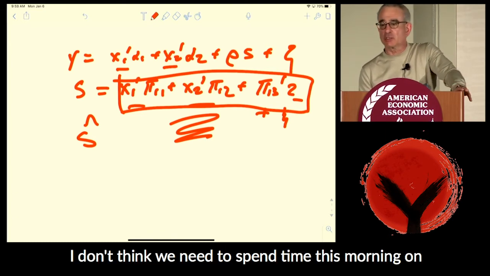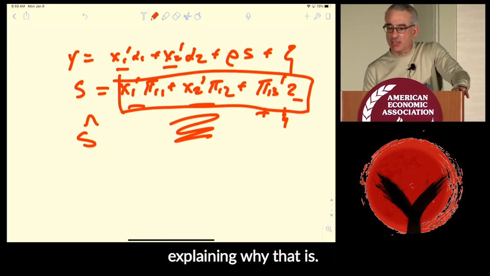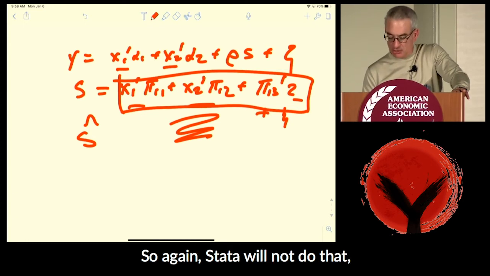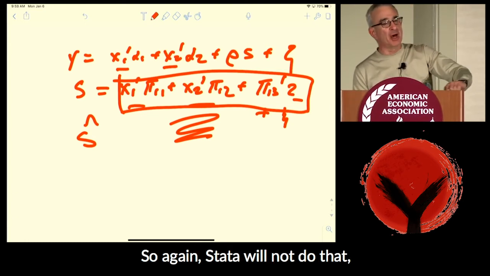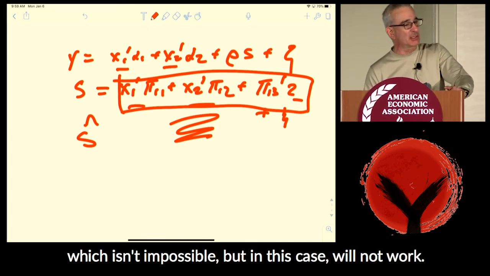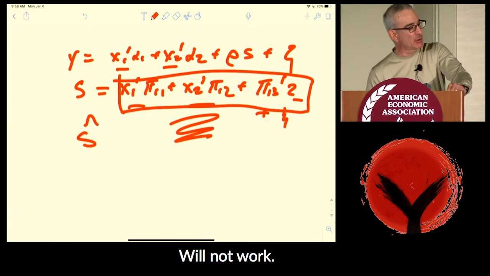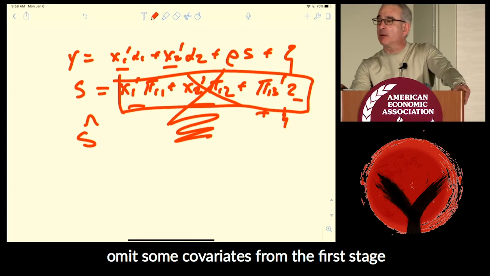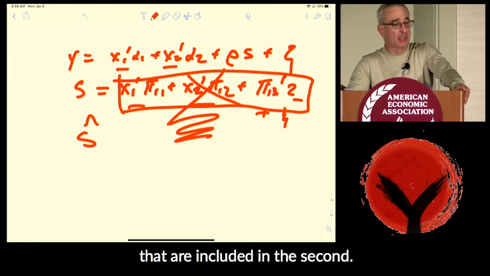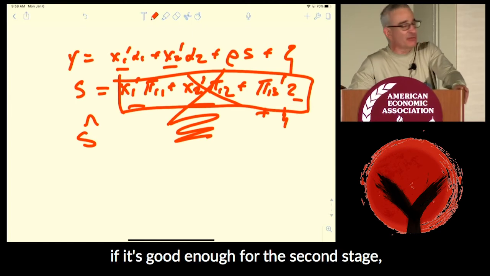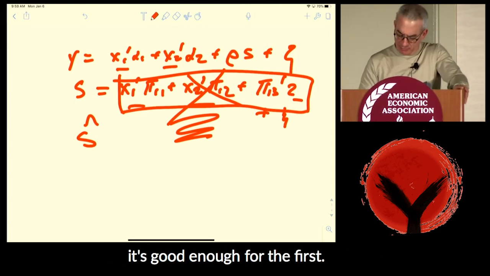I don't think we need to spend time this morning on explaining why that is. It's not too hard to figure out, and you can look it up in MHE. So again, Stata will not do that, but if you try to be smarter than Stata, which isn't impossible, but in this case, will not work. So covariate ambivalence is when you omit some covariates from the first stage that are included in the second. And a way to think about it is if it's good enough for the second stage, it's good enough for the first.